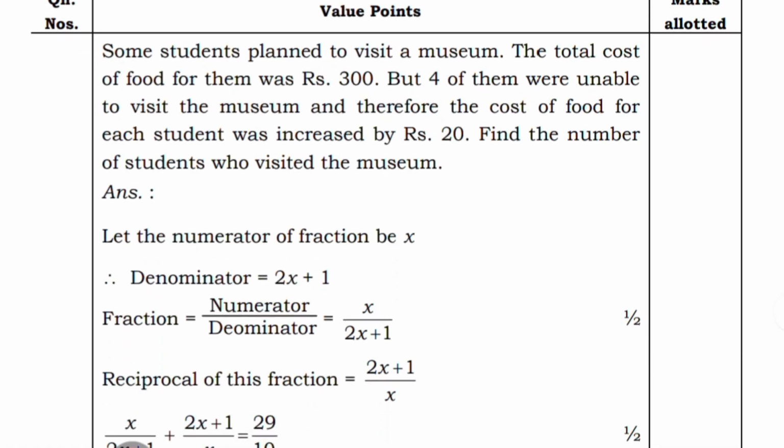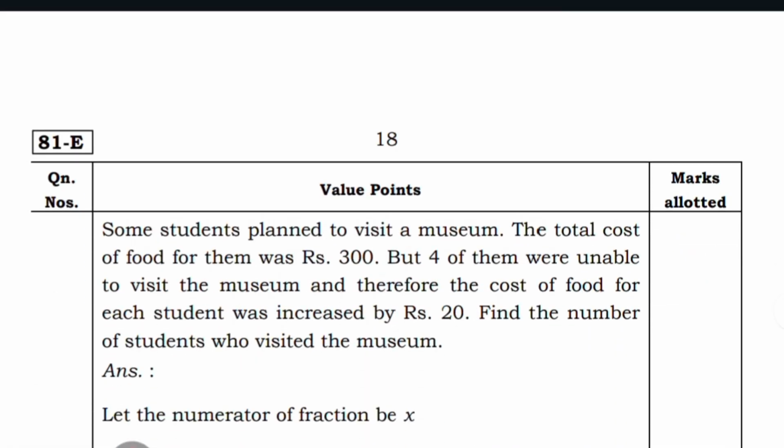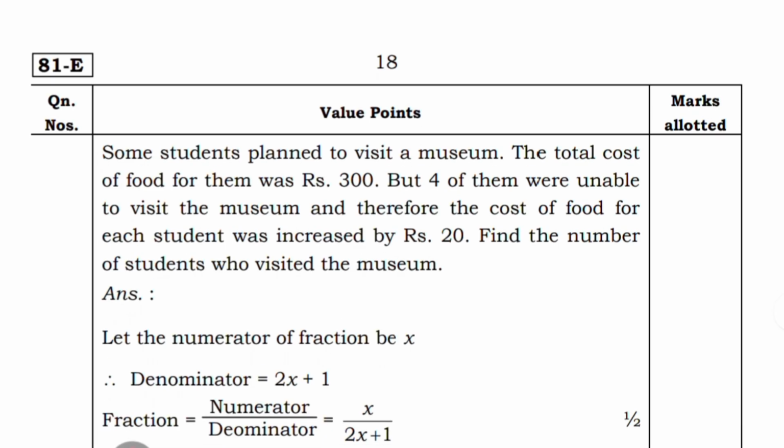Some students plan to visit a museum. The total cost of food for them was Rs 300, but 4 of them were unable to visit the museum, and therefore the cost of the food for each student was increased by Rs 20. Find the number of students who visited the museum.